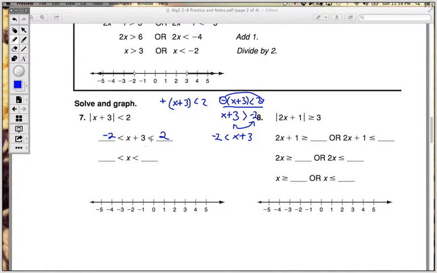And this is just algebra. This is really two inequalities done at the same time. So I'm going to do both of them and then collapse them back together. We have negative 2 is less than x plus 3. And let's go ahead and solve that one. We subtract 3 from both sides. We get negative 5 is less than x.